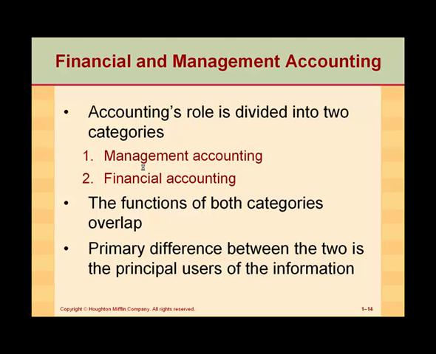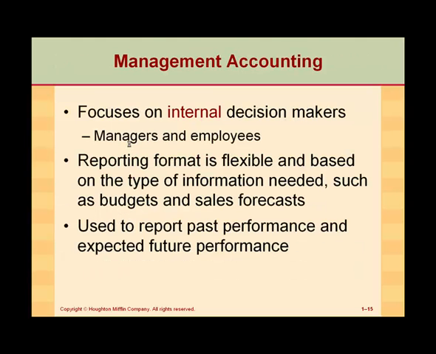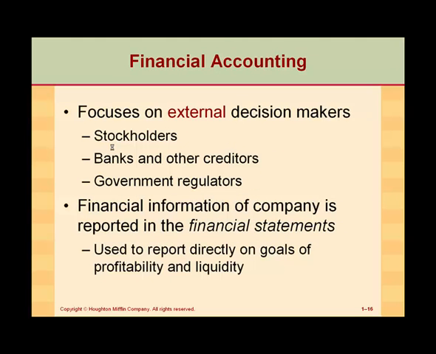Accounting usually is divided into two categories: management accounting and financial accounting. And there's some overlap between the two. But the primary difference lies in who is the target audience of the information. Management accounting focuses on internal decision makers, that be managers and employees. The reporting format is more flexible, and it's based on the type of information that the internal users need. Management accounting is also involved with reporting past performance and expected future performance. So the concern is on the past as well as the future.